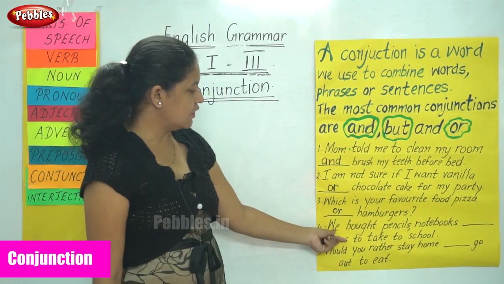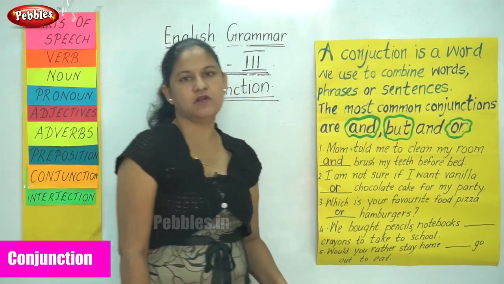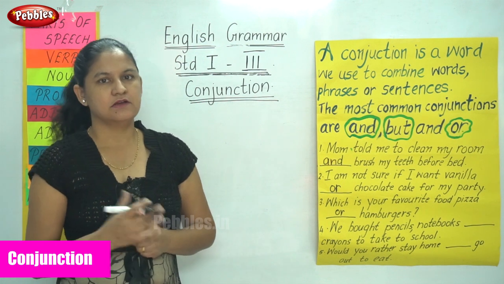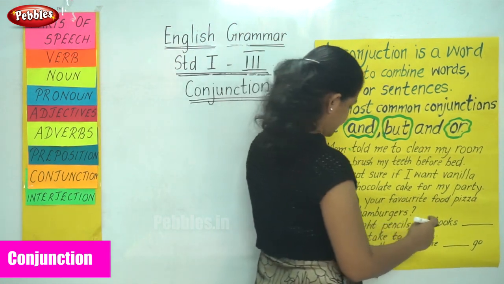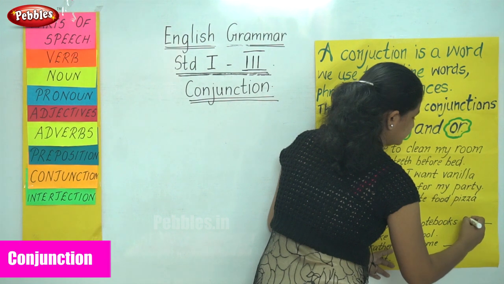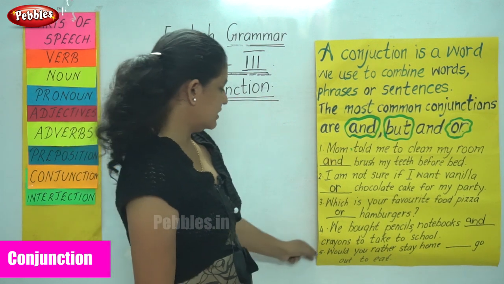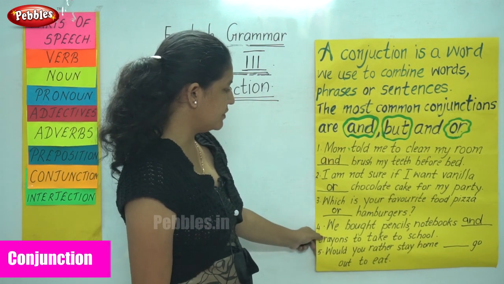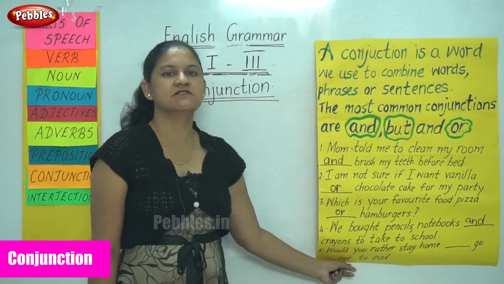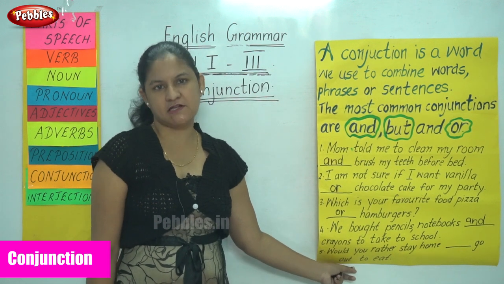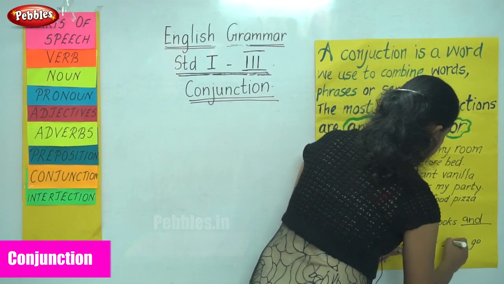The next sentence is: we bought pencils, notebooks dash crayons to take to school. We are taking all the stationery, so we use the word and. We bought pencils, notebooks and crayons to take to school. The last one: would you rather stay home dash go out to eat? Again, they're giving us an option or a choice. At that time we use the conjunction or. Would you rather stay home or go out to eat?